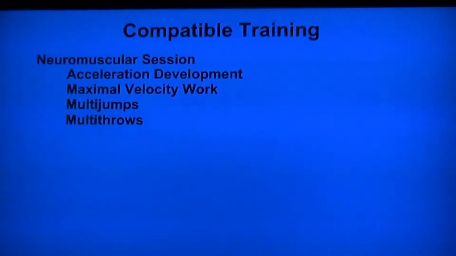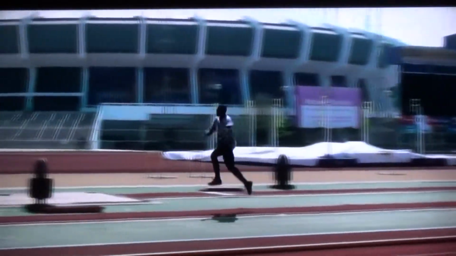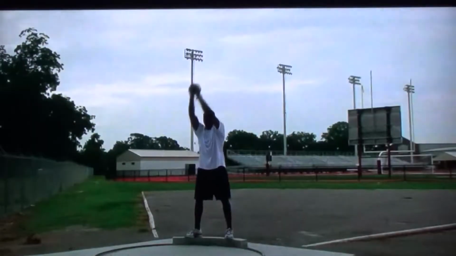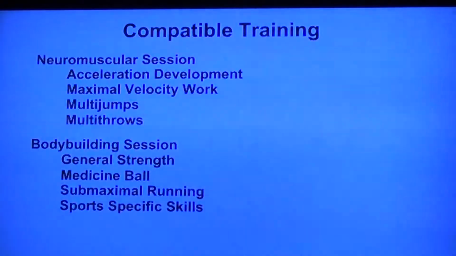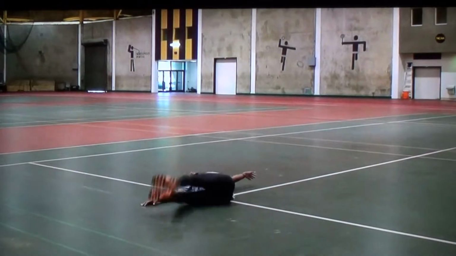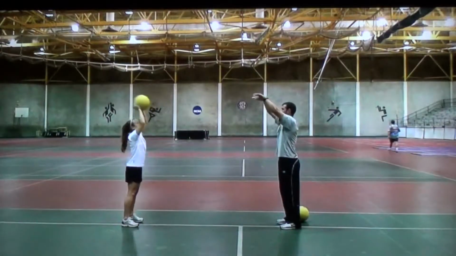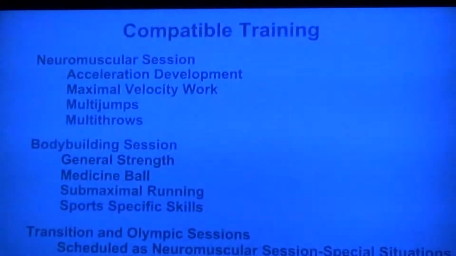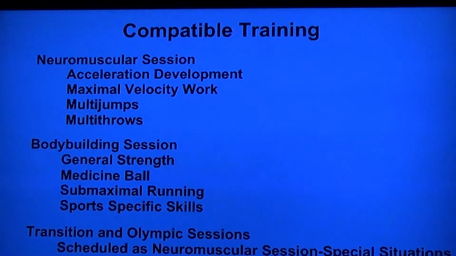Compatible training is a big issue. These types of weight training sessions are designed to be combined into the same training session as certain other types of work in a way that is physiologically compatible. Neuromuscular weight training sessions should be combined with acceleration training, maximal velocity training, multi-jump training, or multi-throw training. Bodybuilding sessions should be combined with general strength training, medicine ball exercises, submaximal running, or agility work. Transition sessions are done in the same combinations as are the neuromuscular sessions, but in special situations.